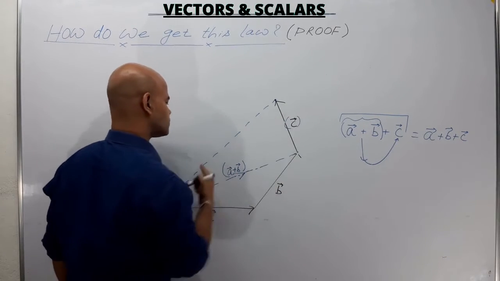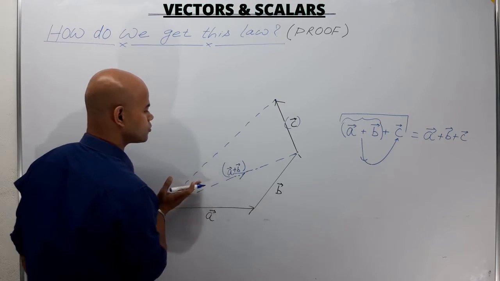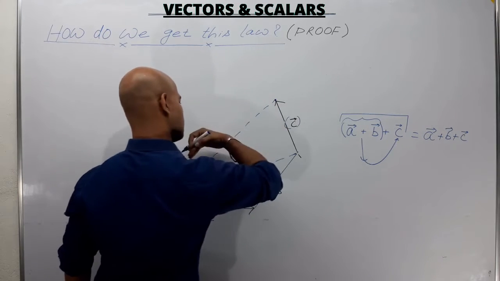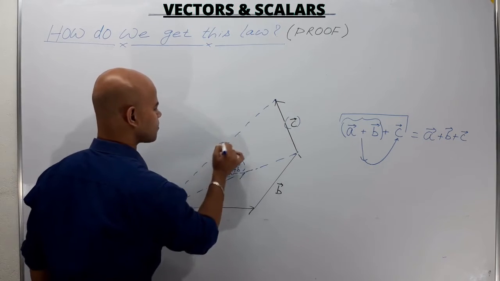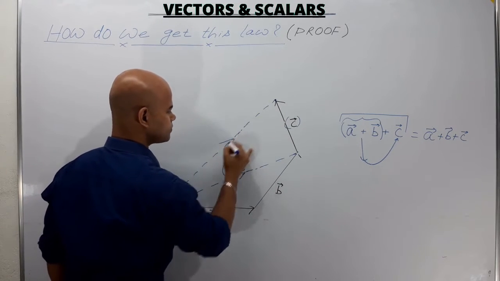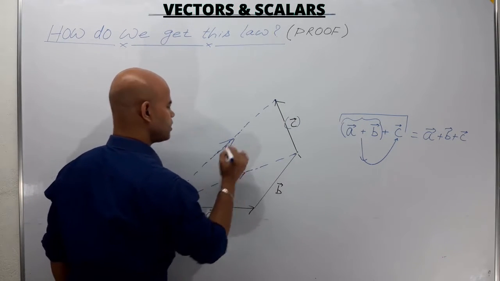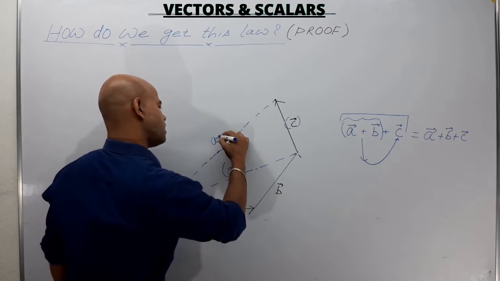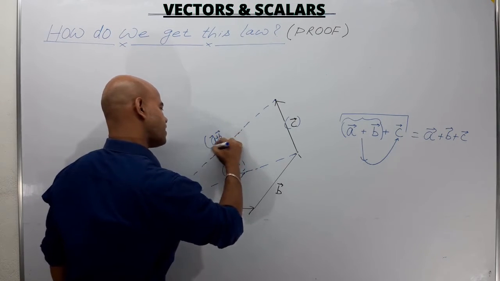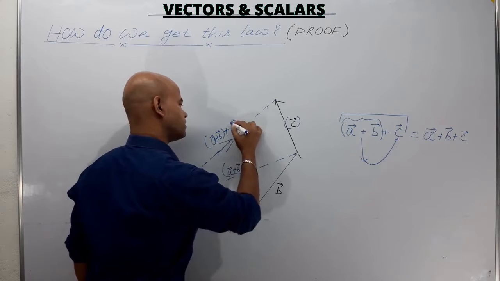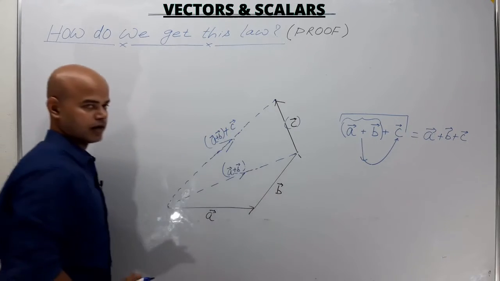So the sum of these is this vector, but in the opposite order. So this is the same order, and this will be my opposite order, right? Are you getting it? So this will represent A vector plus B vector plus C vector. This is one vector, this is another vector.